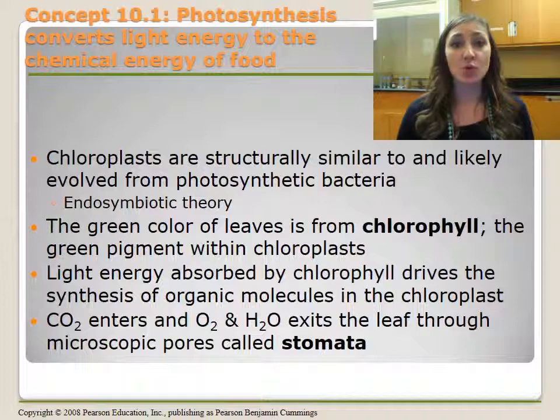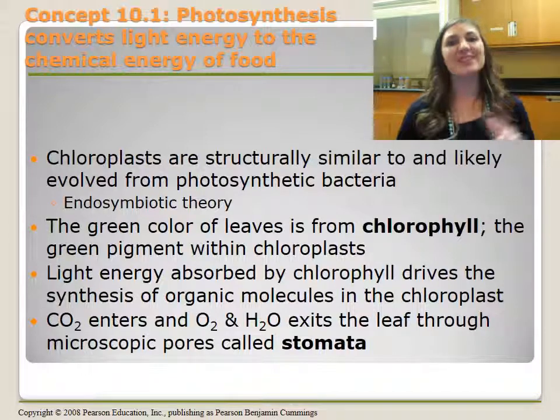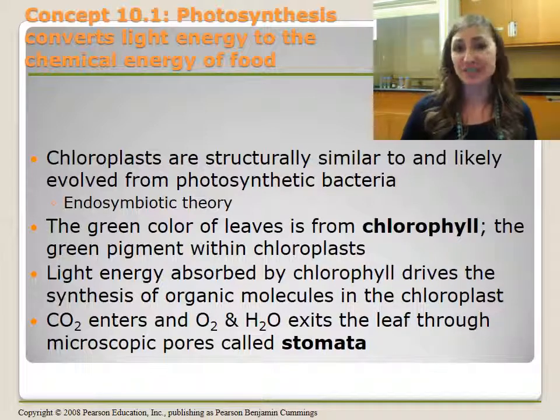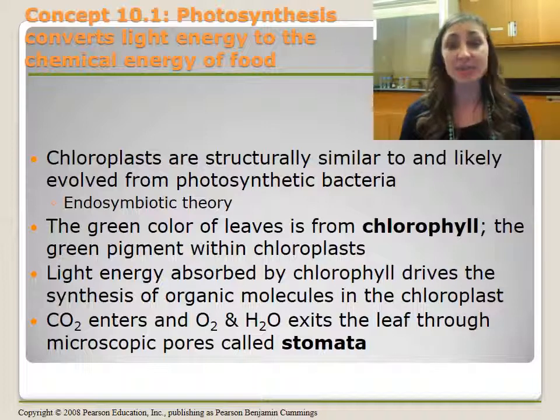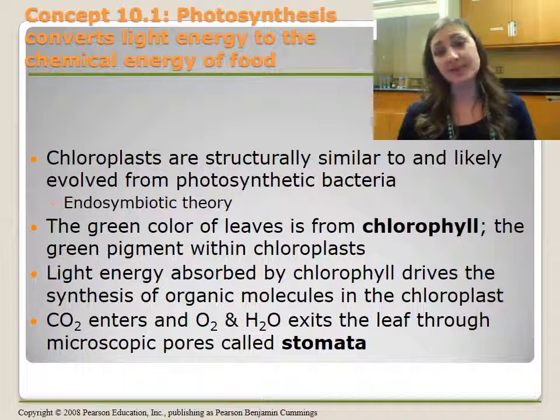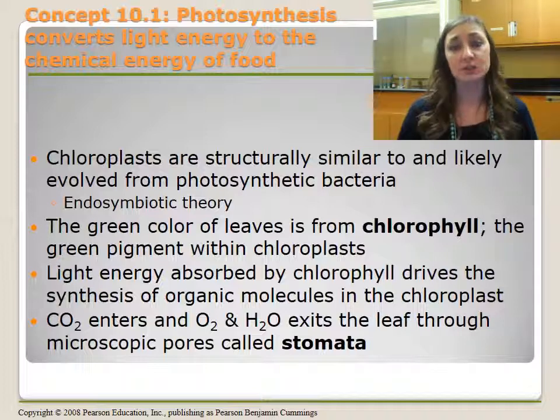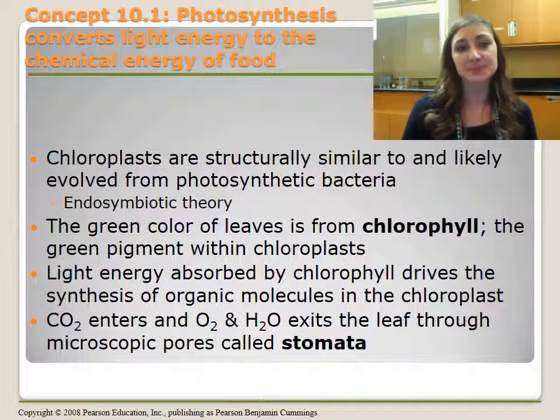The green color of photoautotrophs comes from chlorophyll, which is a pigment molecule found in chloroplasts. Light energy is absorbed by the chlorophyll, and that's what drives the synthesis of organic molecules such as glucose, and that happens in the chloroplast. CO2 enters the plant, specific to the plant, through the stomata, and oxygen leaves through the same stomata, and water also leaves, which is a product of photosynthesis.